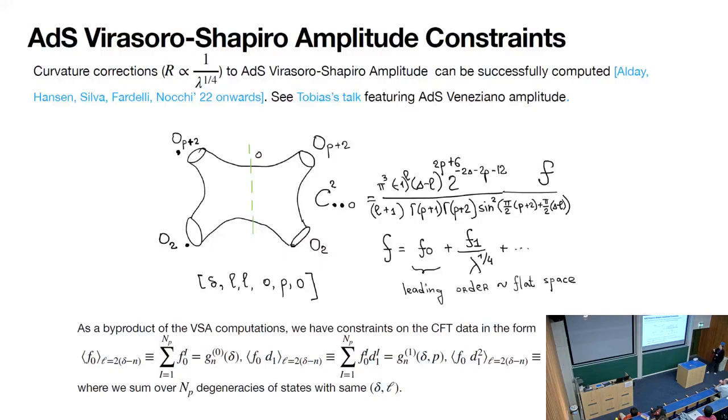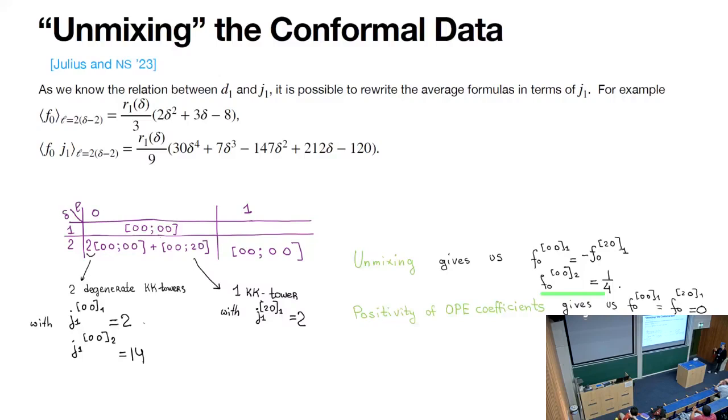And then, as a byproduct of their computations, they have constraints on the CFT data of a very simple form. They are just some averages over the degeneracies of the states which are exchanged. So up to their order, they found that we can find constraints on the average of F0, the average of F0 D1, and also the next one, F0 D1 squared. And then we would like to use our data for J1s to extract some OPE coefficients. We also noticed that if we use J1, then the average formulas are kind of P independent. So if we run the mixed data, we just get the leading OPE coefficient for the whole tower.